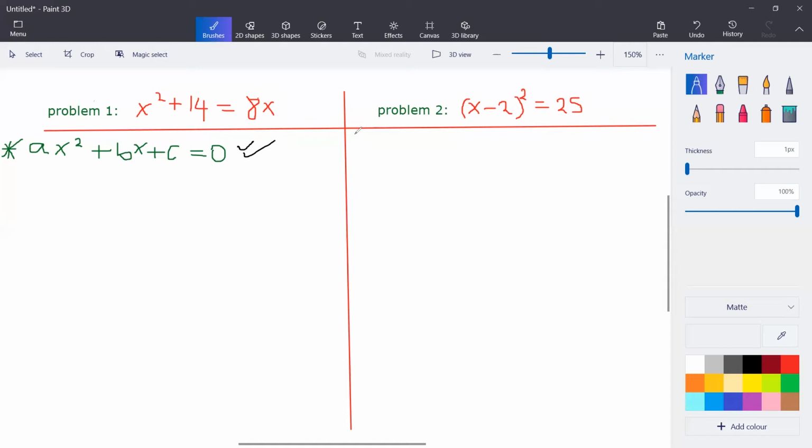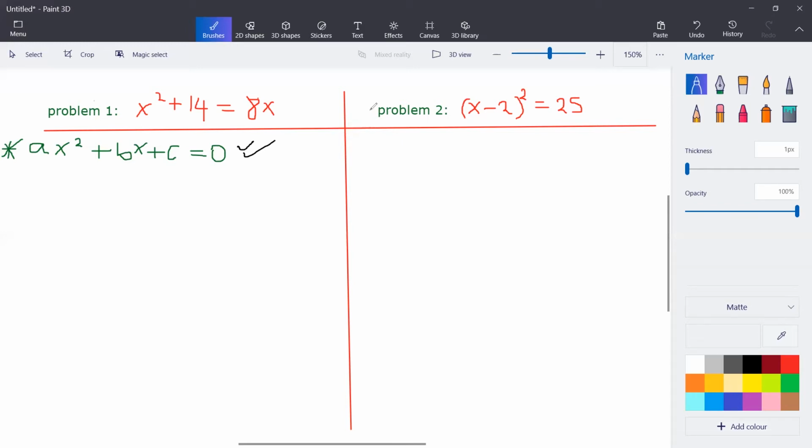So before we start, just a reminder, in my first video I used the quadratic formula to solve problem 1 on the left hand side. If you're not sure how to use the quadratic formula, I'll paste the link in the description so that you can watch that video and you'll get to know how to use the quadratic formula.